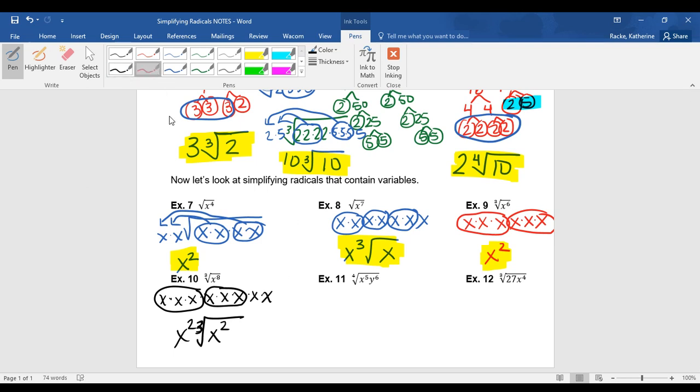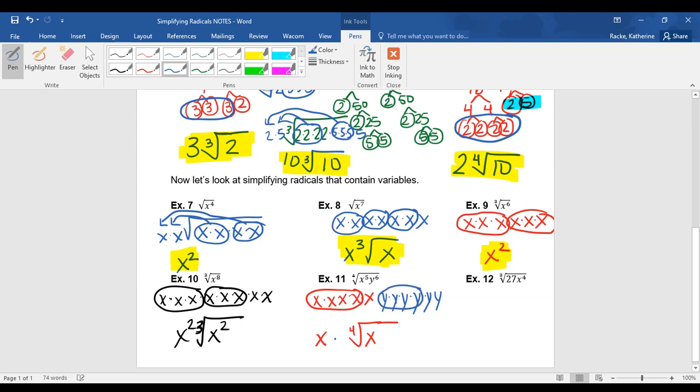All right, example 11. Now I have 2 variables, and I need to do the same thing for both variables. So let's look at the x's first. I have 5 of them. Okay, I'm looking for groups of 4, okay, because it is the 4th root. I have 1 group of 4 with an x left over. And then I have 6 y's. And I'm looking for a group of 4. I have 1 of them, and I have 2 y's left over. So I would write that as y squared. And that would be my final answer.